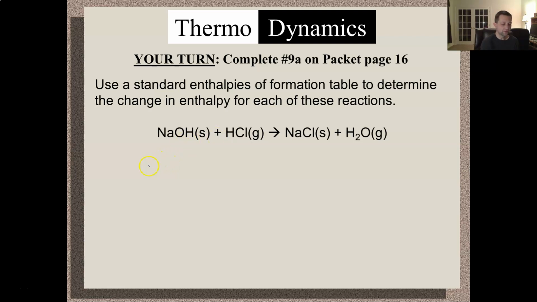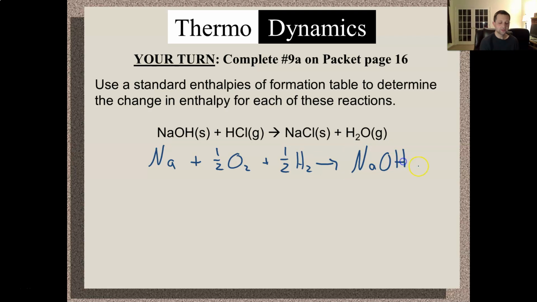You're going to have sodium solid plus 1/2 O2 plus 1/2 H2 to give you 1 mole of NaOH. Okay, so we have to make sure it balances. You need 1 mole of O, 1 mole of H on the product side. So you got to multiply your O2 and the H2 by 1/2 on the reactant side because they're diatomic, right? So that's what your formation equation looks like for that one.